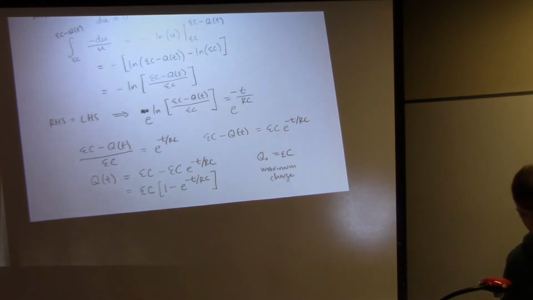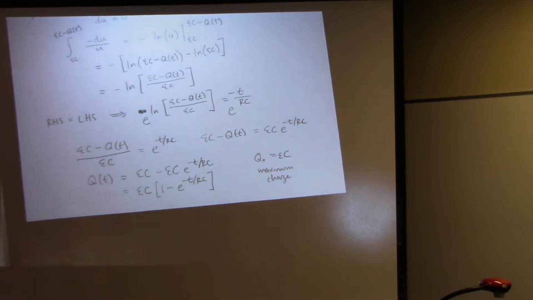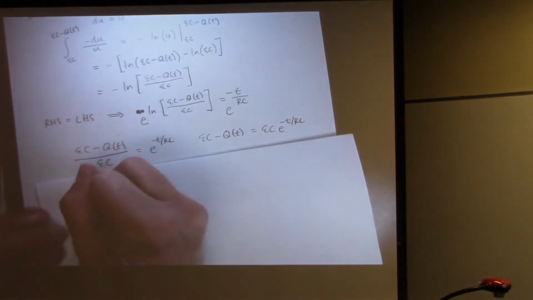All right, there's one more thing to do. So this function, just to be clear, it tells you what the charge is at any given time. So you plug in a value of t, and you calculate this, and you get how much charge is on the capacitor. Another thing you might want to know is the current.